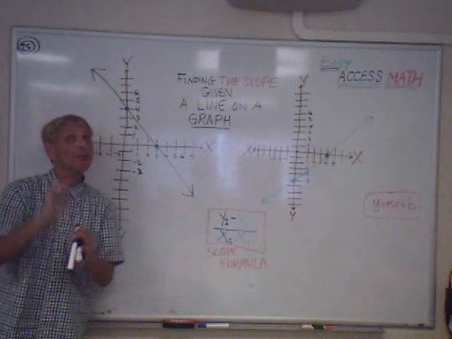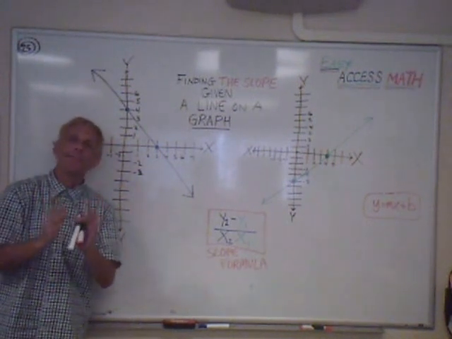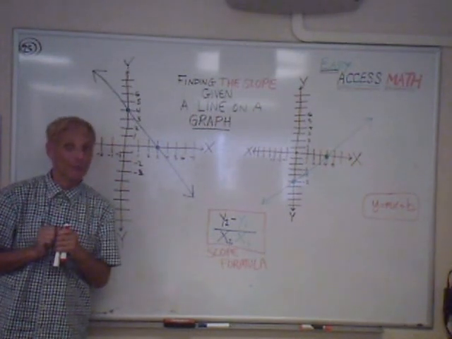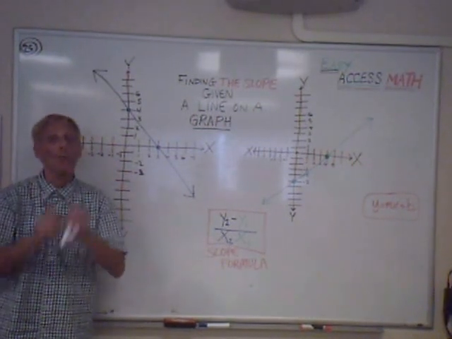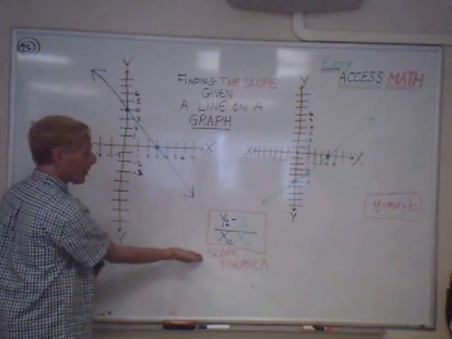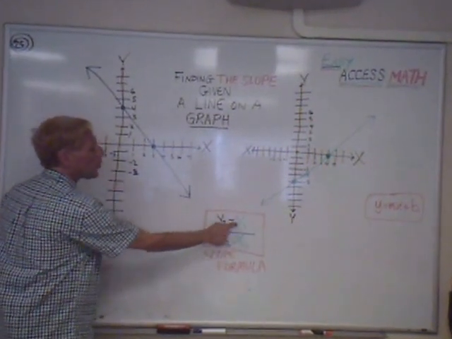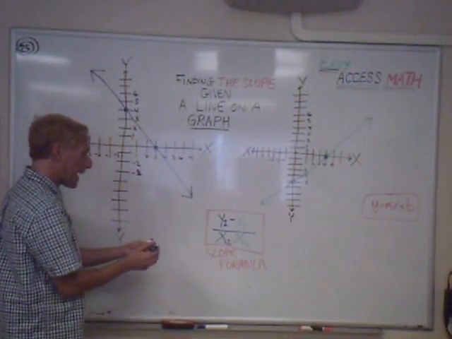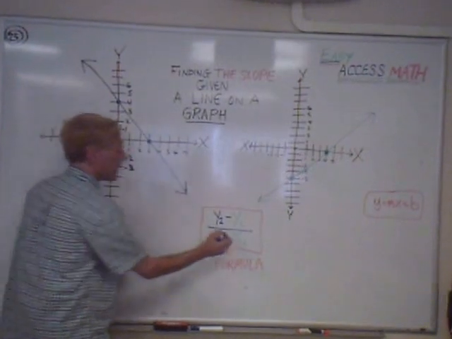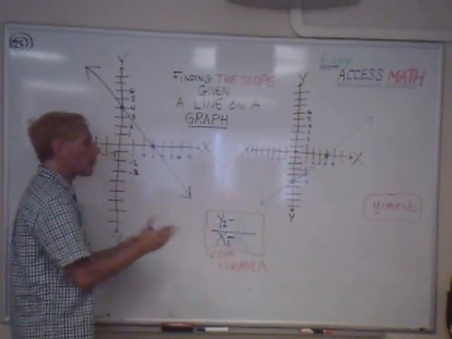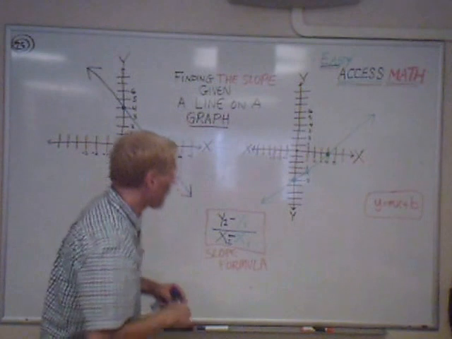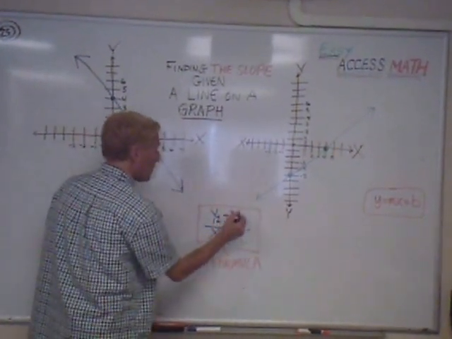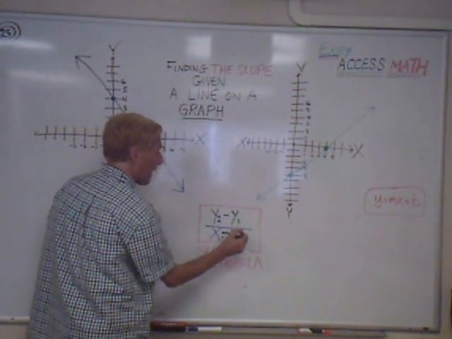You need to look for 2 points. And once you have the coordinates of those 2 points on that line, you can find the slope using the slope formula right here: y2 minus y1 over x2 minus x1.